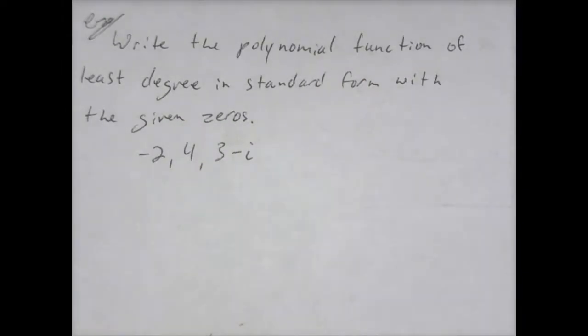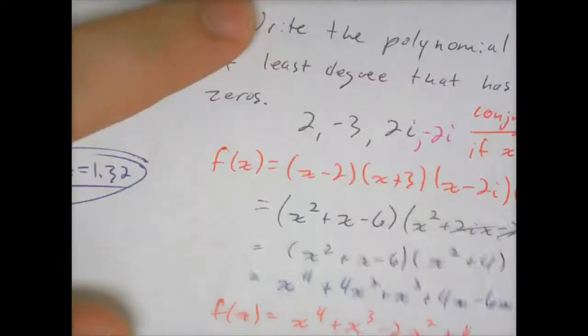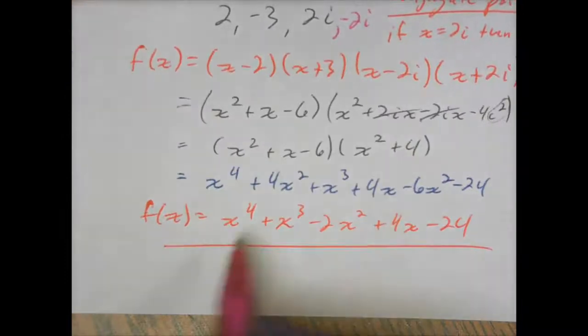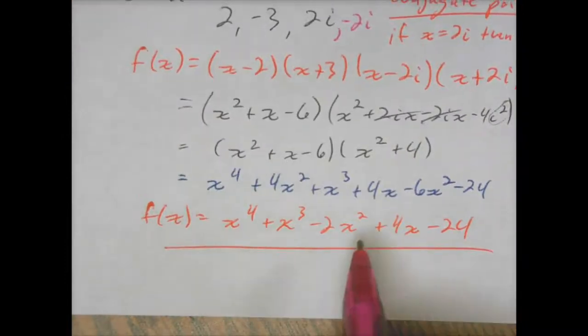Write the polynomial function of least degree in standard form. One in standard form, that's all it's talking about, I just forgot to write it on that one. That's standard form. That's all it is.